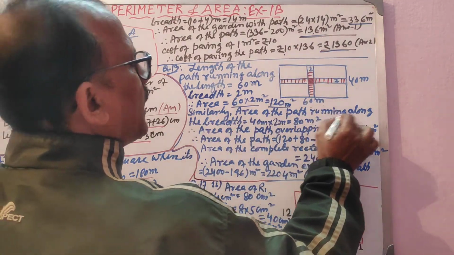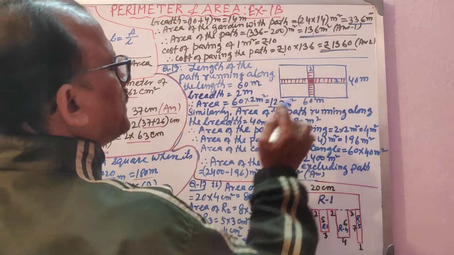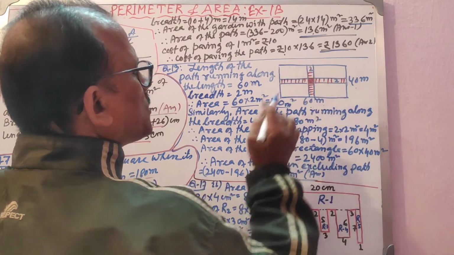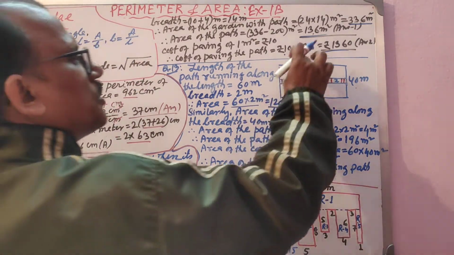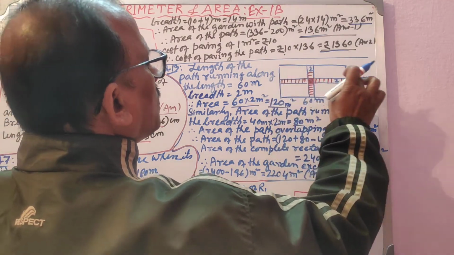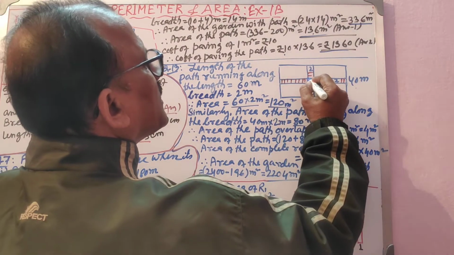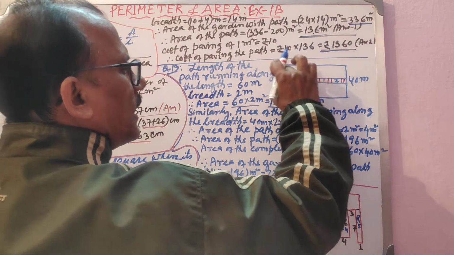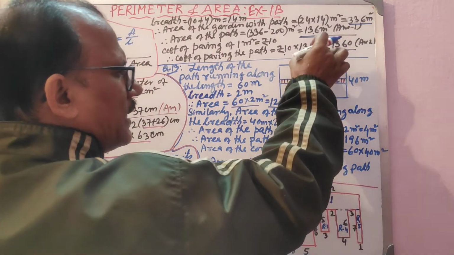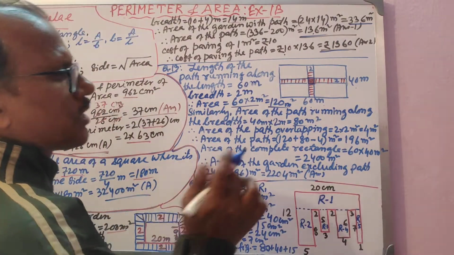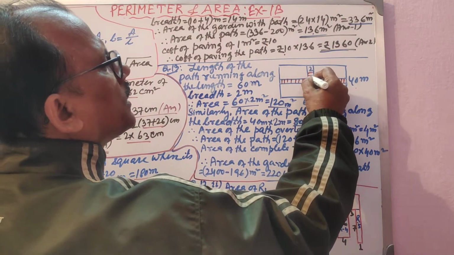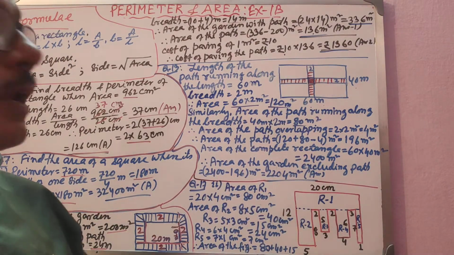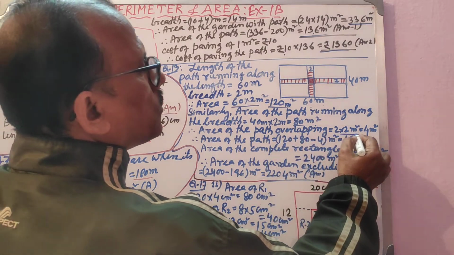Similarly, the area of the path running along the breadth will be 40 into 2, 80 meters square. So this area will be 80 meters square, and this area will be 120 meters square. Out of that, you see, there is overlapping. This is the overlapping portion. When you calculate the first path you get this area, and when you calculate the second path you get this area again, so one time you have to subtract. What will be the area of this part? 2 into 2, so 4 meters square will be the area of the overlapping path.